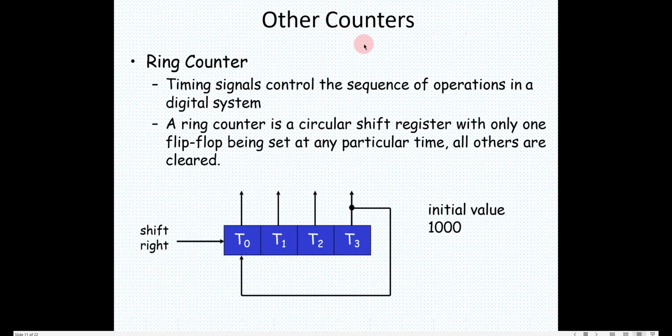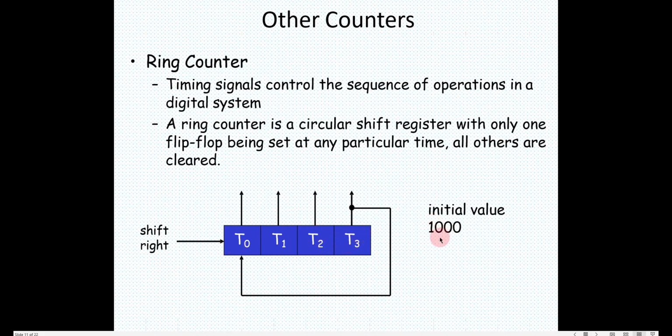Now there are other counters also. There are 2-3 counters which we'll see, and how they work. One is known as a ring counter. In the ring counter, initially I load 1 0 0 0. Now it is a shift right register. The output of this flip-flop is given as input to the next flip-flop, and the output of that is given as input to this one. So this is a shift right register.